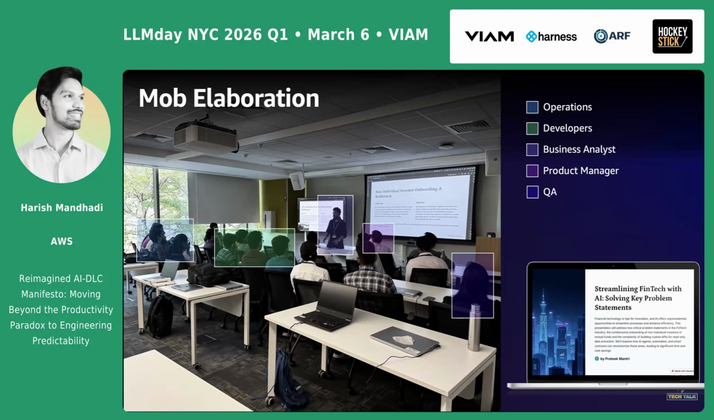If you think AI has a brain and humans have a brain as well, this mob elaboration is trying to align both the brains together so that humans have control, but AI is also trying to help you along the way. So the outcome of this methodology is the validated vision, that everyone is on the same page, but also you have units of work which are split from this exercise.